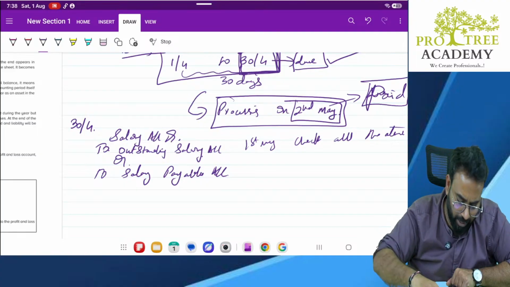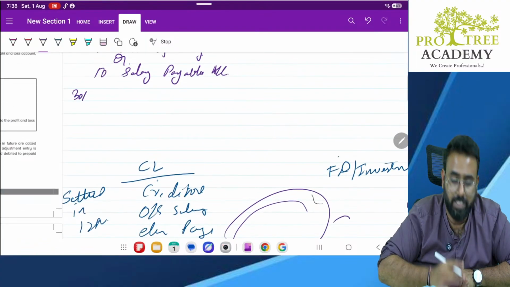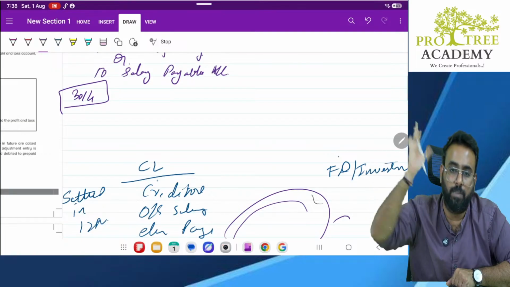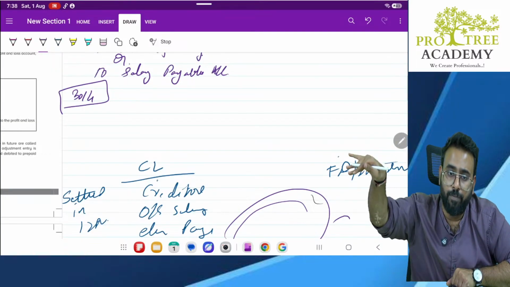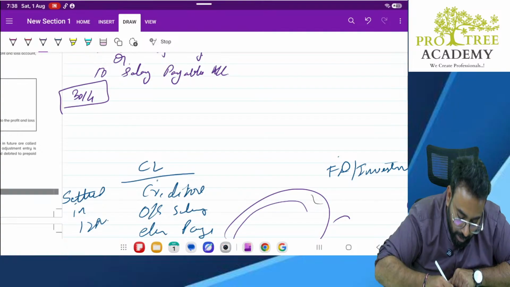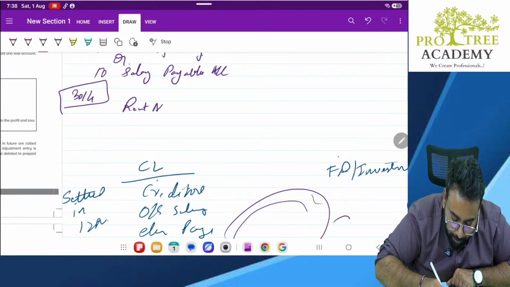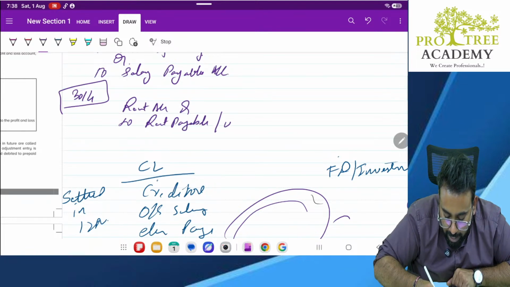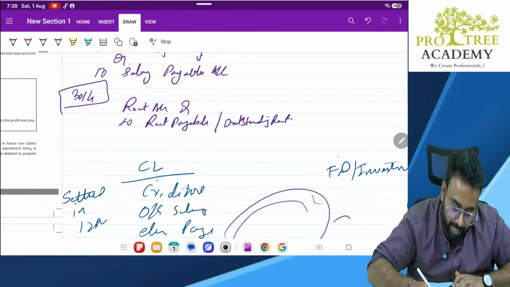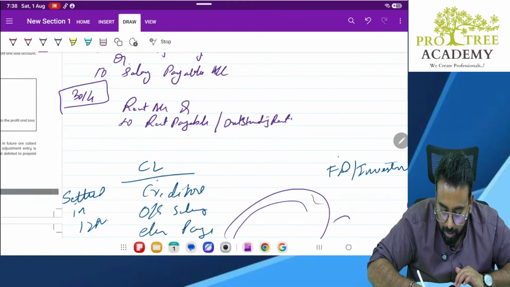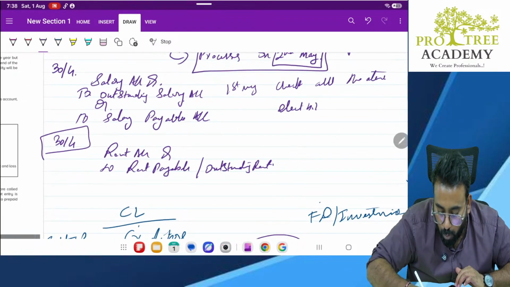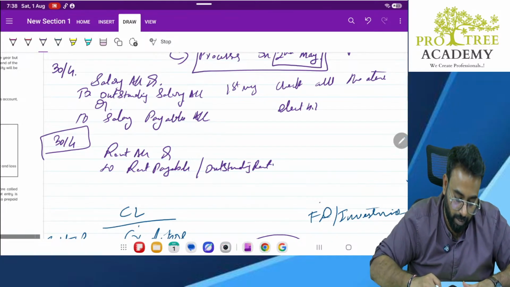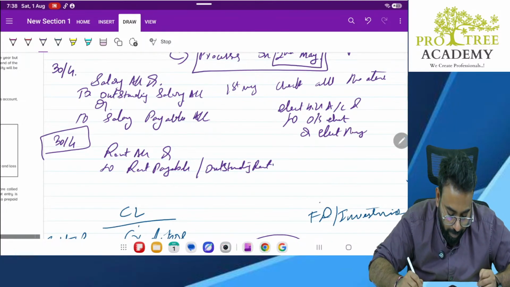Not only salary, you can take the example of rent also. Usually rent should be paid before the 5th of next month. Does that mean your rent gets due on the 5th? No, your rent gets due on the 30th only. So what is the entry? Rent account debit to rent payable or outstanding rent. Just like this, electricity also: electricity expense account debit to outstanding electricity or electricity payable.